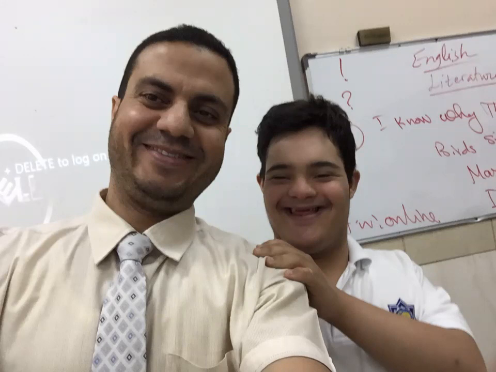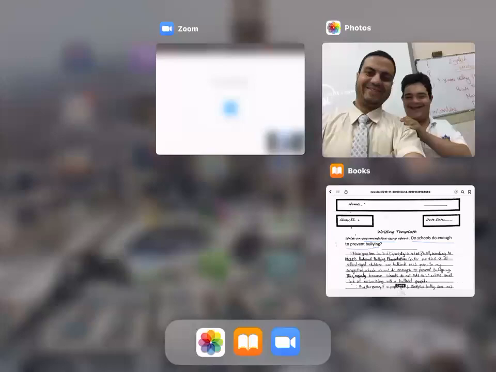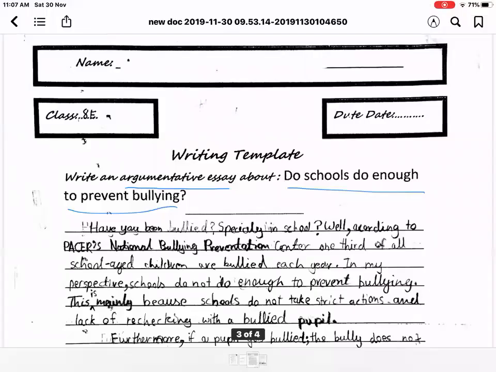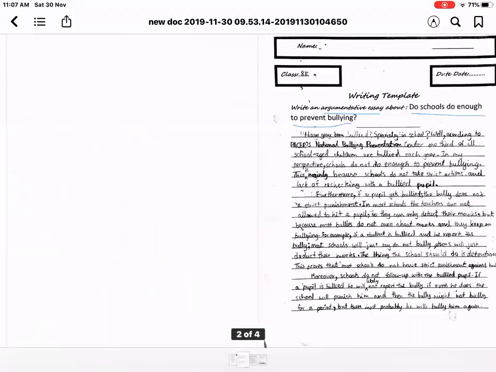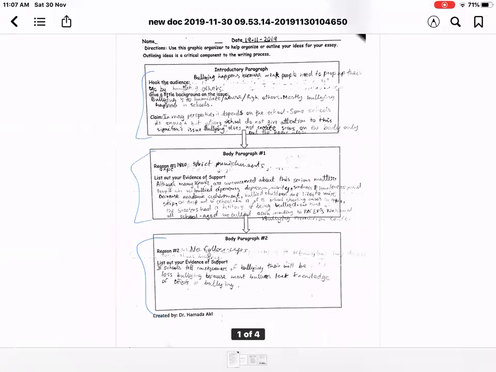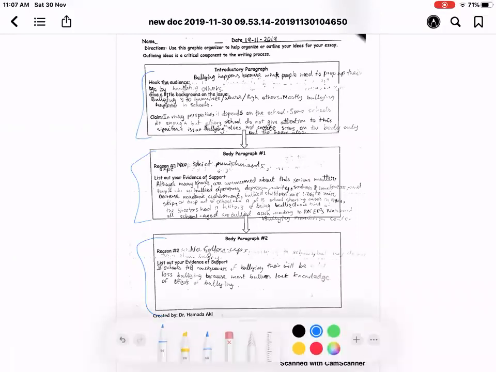Today's lesson is a writing task. Specifically, it's an argumentative essay. Students were asked to write an argumentative essay about, do schools do enough to stop bullying? The structure of the essay has to be 5 paragraphs: introduction, body 1, body 2, body 3, and conclusion.